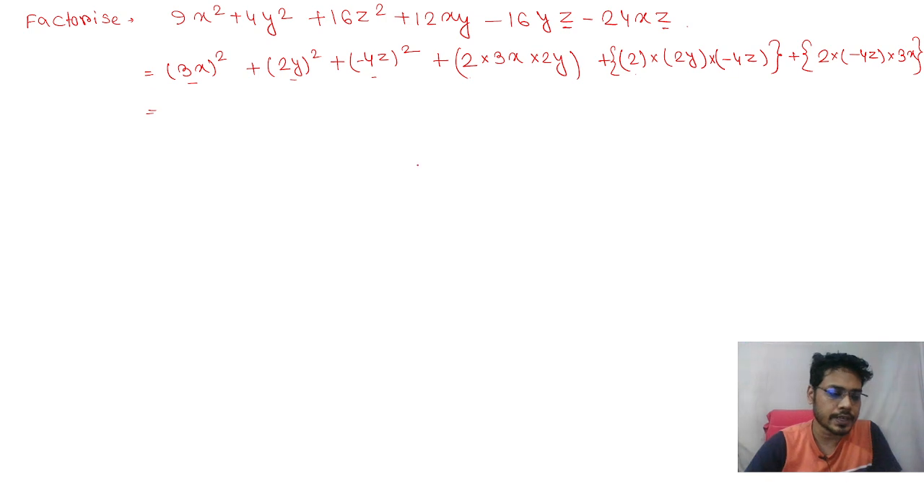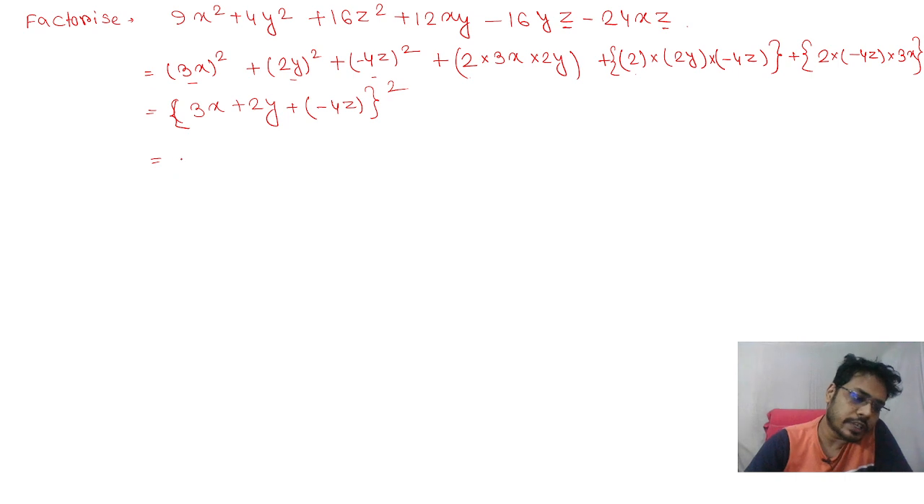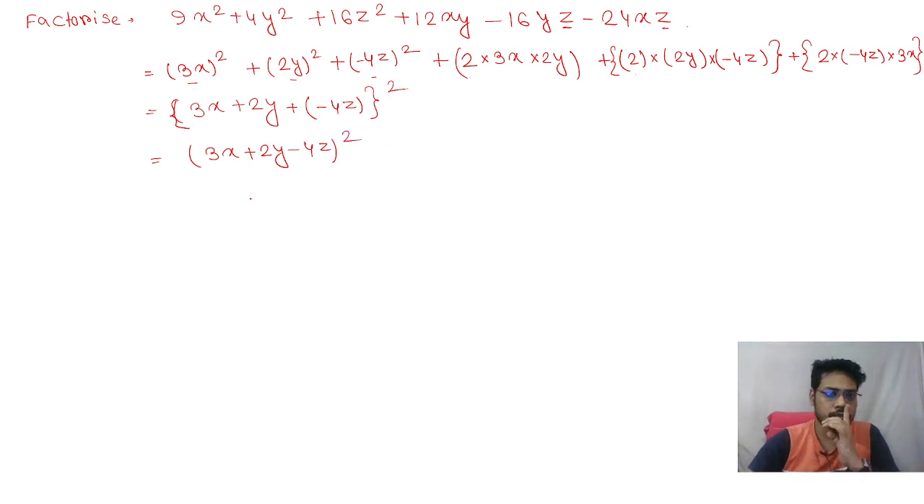So that means it will be a plus b plus c, where c is minus 4z, so it's whole square. So that means you can write 3x plus 2y minus 4z its whole square will be equal to this one, that is 9x square plus 4y square plus 16z square plus 12xy minus 16yz minus 24xz.